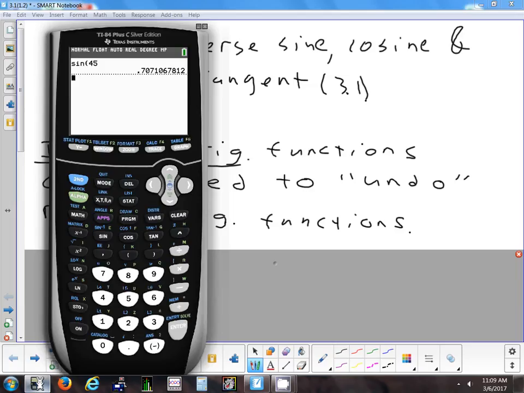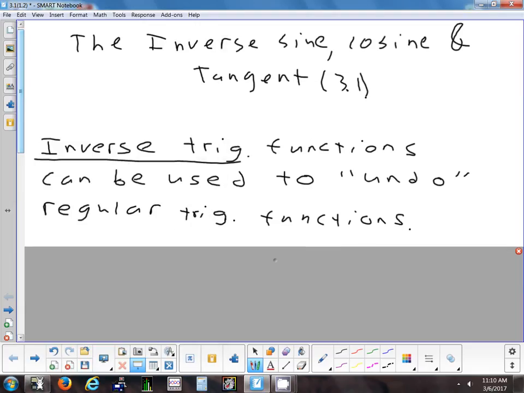So on the calculator, if I did inverse sine of 0.707, the more numbers I type in, the more accurate it'll be. But basically, you can see if I type that in, it gives me back the number I started with, 45, basically. It's not exact because I didn't type in all the numbers. So that's the first thing. I just want you to understand what inverse sine is. It's a way to go back to what you had before.